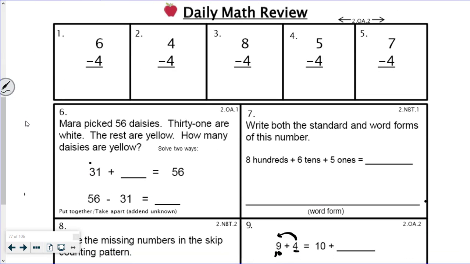Alright, daily math review. Doing subtraction again. So 6 minus 4 is 2. 4 minus 4 is 0. 8 minus 4 is 4. 5 minus 4 is 1. 7 minus 4 is 3.